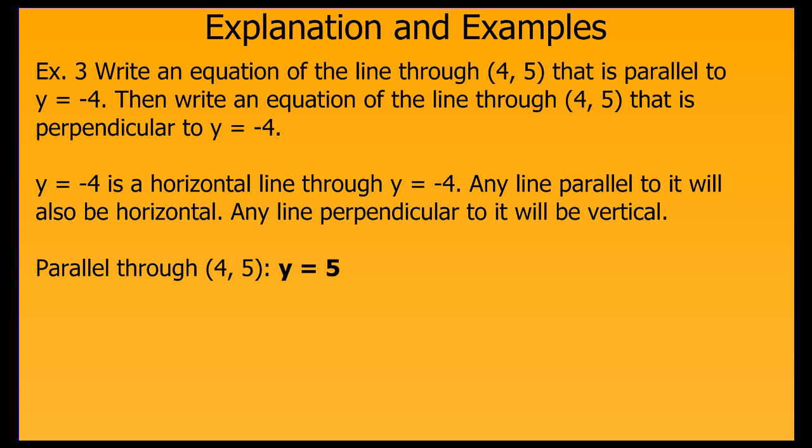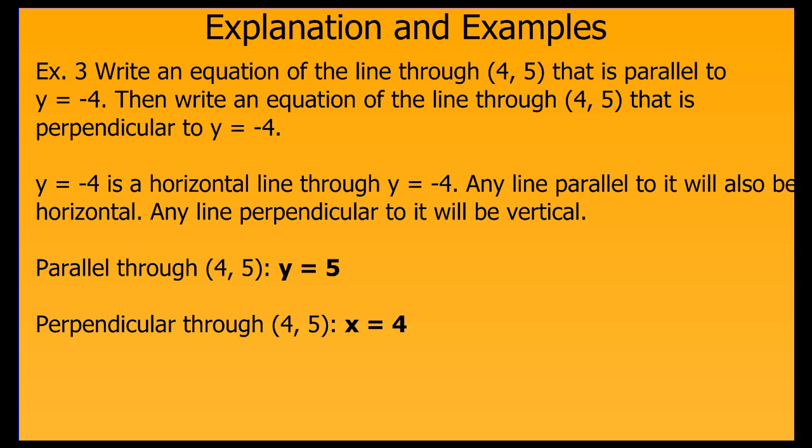For a line to be horizontal and to go through the point (4, 5), the equation would have to be y = 5. And for a line to be vertical and go through the point (4, 5), the equation would have to be x = 4.